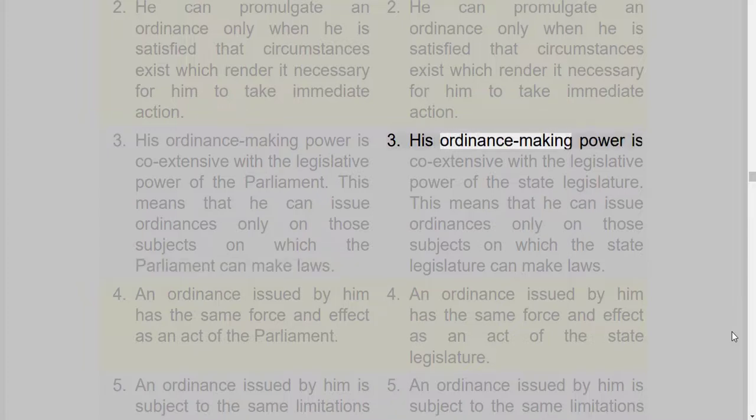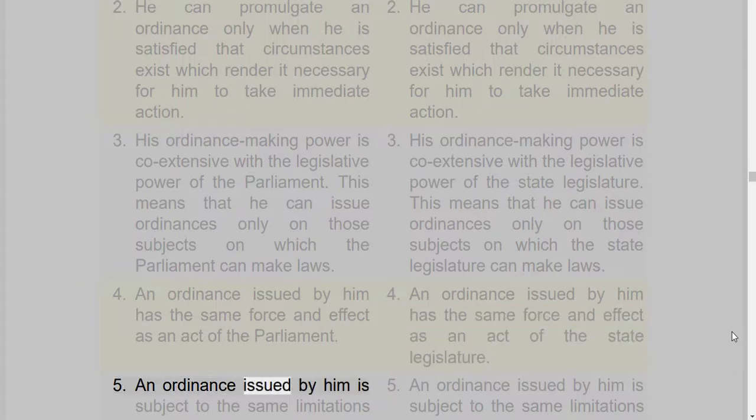3. His ordinance-making power is coextensive with the legislative power of the state legislature. This means that he can issue ordinances only on those subjects on which the state legislature can make laws. 4. An ordinance issued by him has the same force and effect as an act of the Parliament. 4. An ordinance issued by him has the same force and effect as an act of the state legislature.